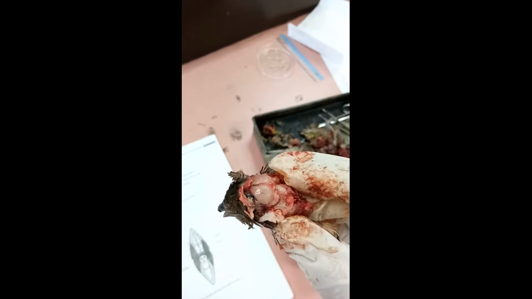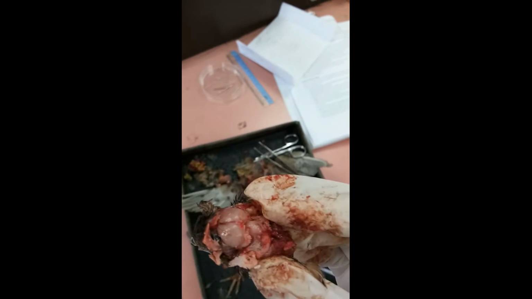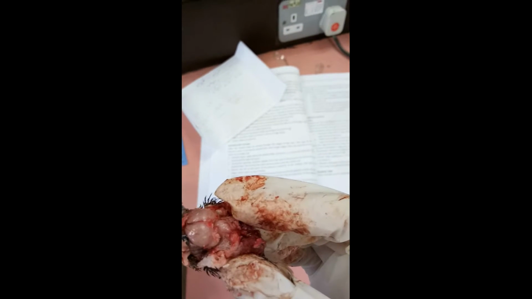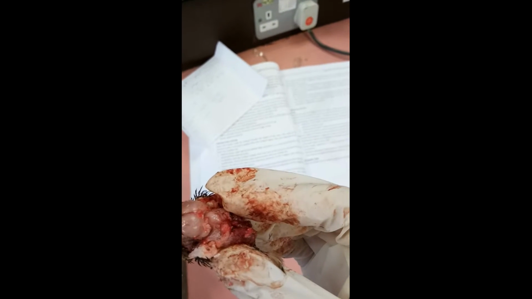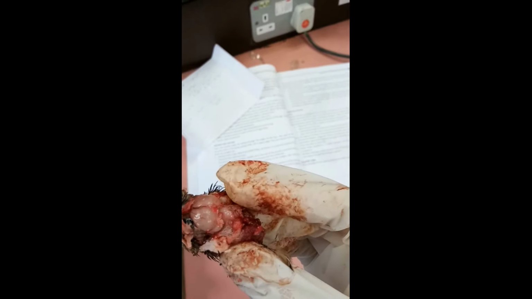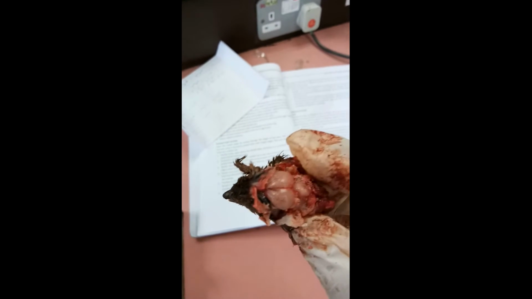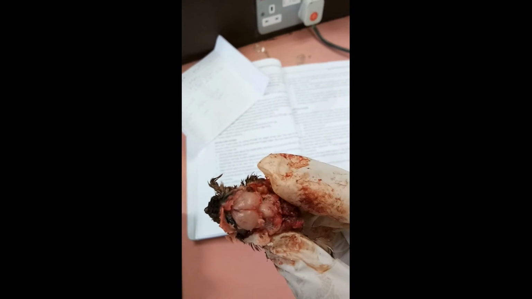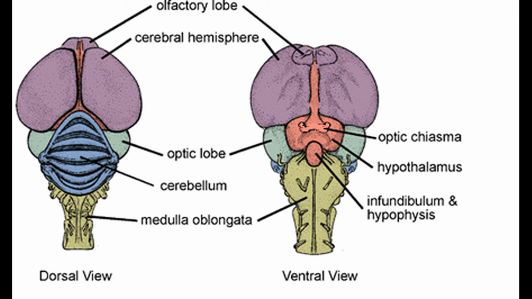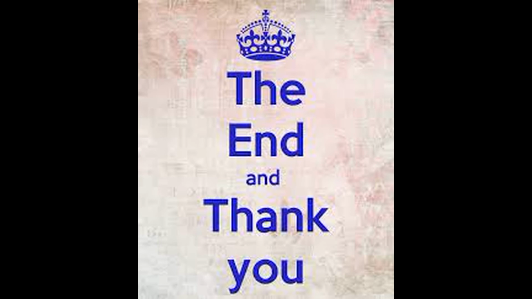Okay, this is the brain of the bird. As you can see, the skin is removed. The skin and feathers are removed from the head, and the eyes can be seen very large here, black in color. These are the labeled structures of the brain, which can be observed from dorsal view and ventral view. Okay, thank you.